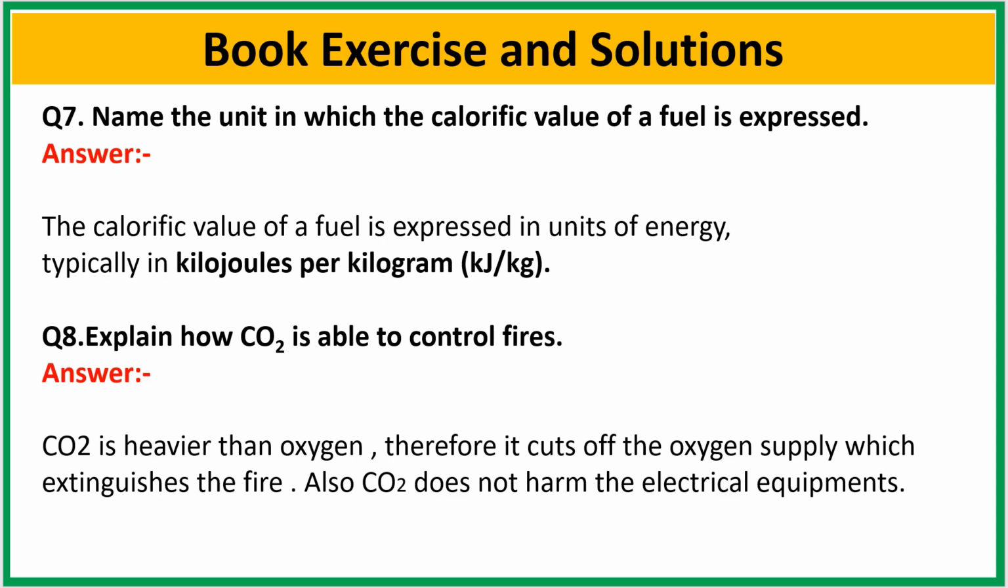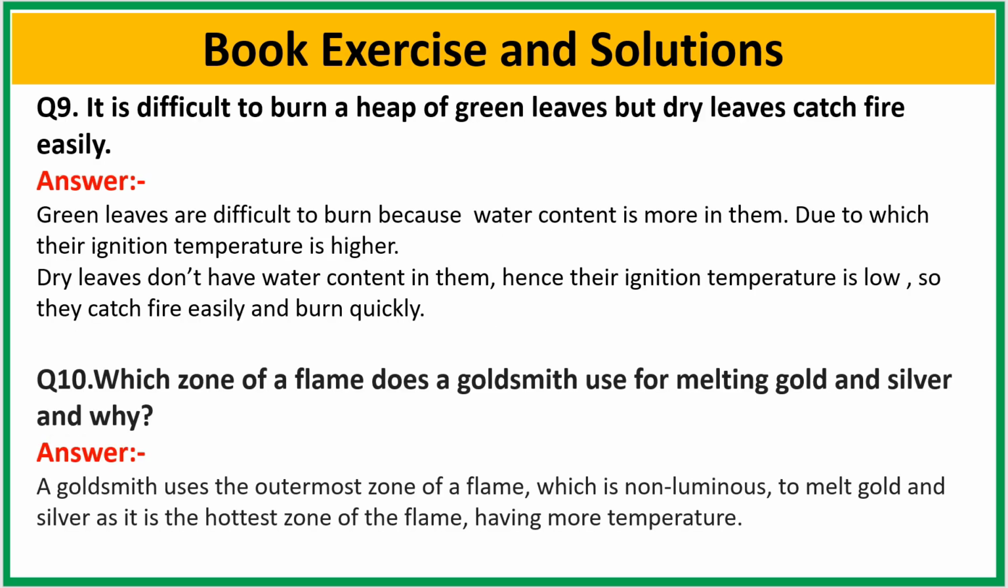The next is question number 9. It is difficult to burn a heap of green leaves, but dry leaves catch fire easily. We have to remember one thing: to catch fire easily, the ignition temperature should be very low. So the answer is, green leaves are difficult to burn because water content is more in them, due to which their ignition temperature is higher. Dry leaves don't have water content in them, hence their ignition temperature is low. So they catch fire easily and burn quickly than green leaves.